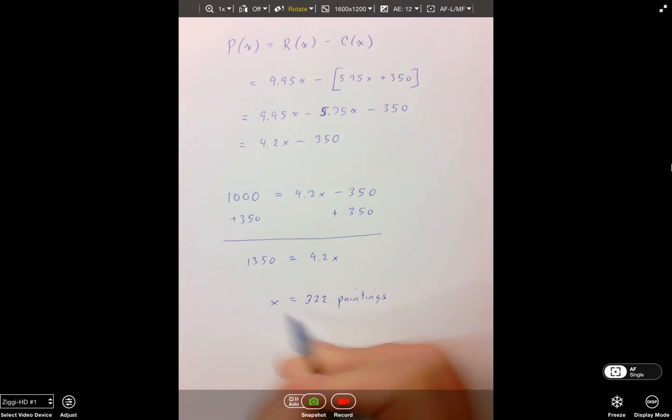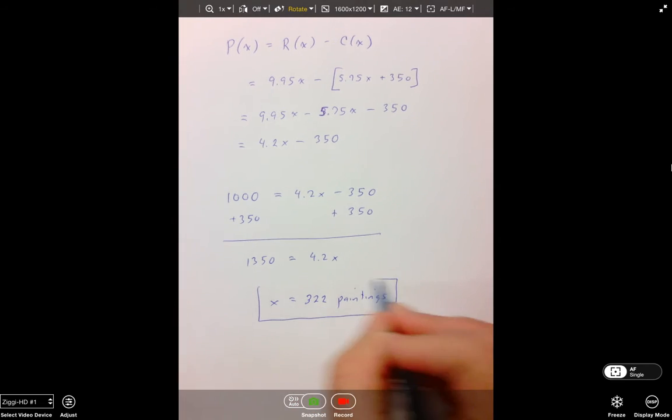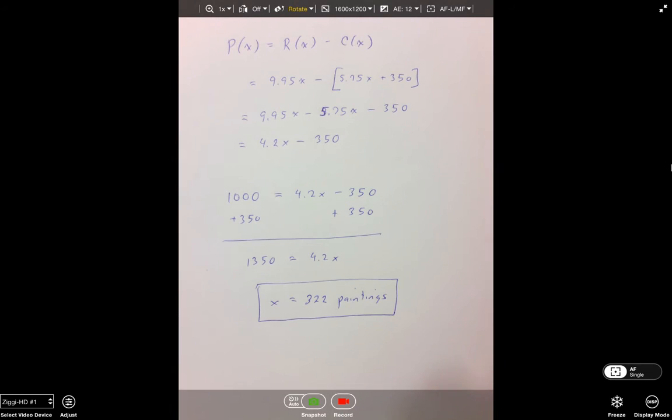So Bill's going to be really busy. 322 paintings. I made this stuff up. I don't know. Well, actually, I didn't make it up. I got it out of a book. But I don't know what kind of paintings he's doing. But let's say he's going to be open, say, 5 or 6 hours. Then he's going to have to be doing a whole bunch of paintings per hour. So work hard, Bill.